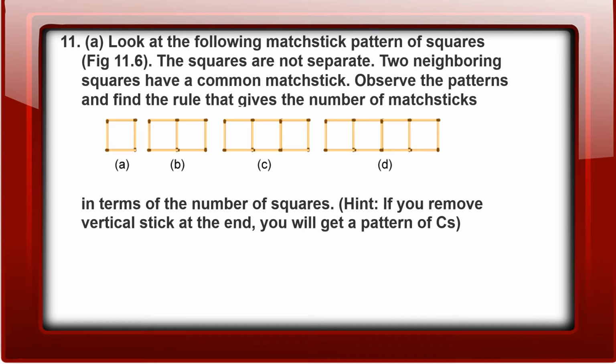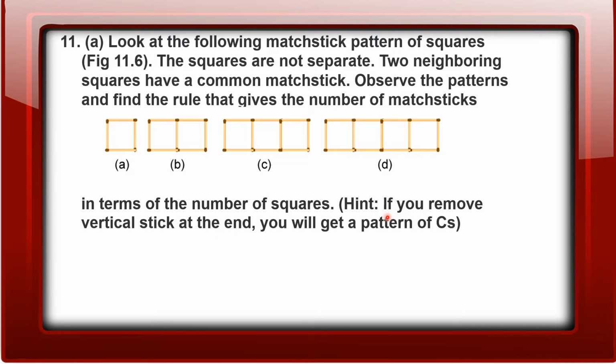Look at the following matchstick pattern of squares. The squares are not separate. The same here, one square, then two, then three, like that. Two neighboring squares have a common matchstick. Here one is common. For this square and this square we have one common, like that. Observe the pattern and find the rule that gives the number of matchsticks. Okay, this is also a very interesting question.